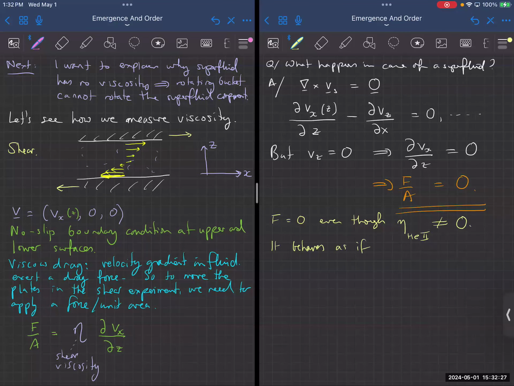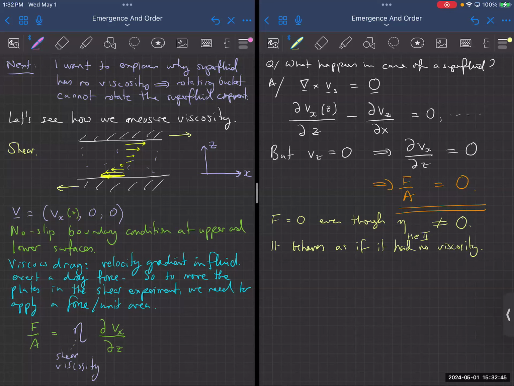It behaves as if it had no viscosity. That was how people thought about it early on. And today we know that that's not quite true. And that's why we couldn't rotate the bucket, why the superfluid couldn't go around with the bucket.